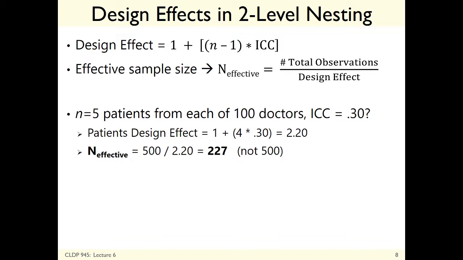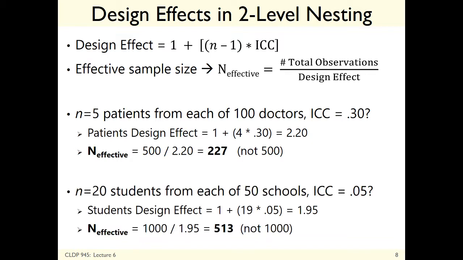Here's another example of why rules like an intraclass correlation of 0.05 or less is ignorable. Nope. What if I have 20 students from 50 schools and an intraclass correlation of 0.05? School variance is tiny, right? It's only 5% of the story. Can I just run my regression? No. My design effect works out to be almost 2 in that case, which means I have half as many people as I thought I did.